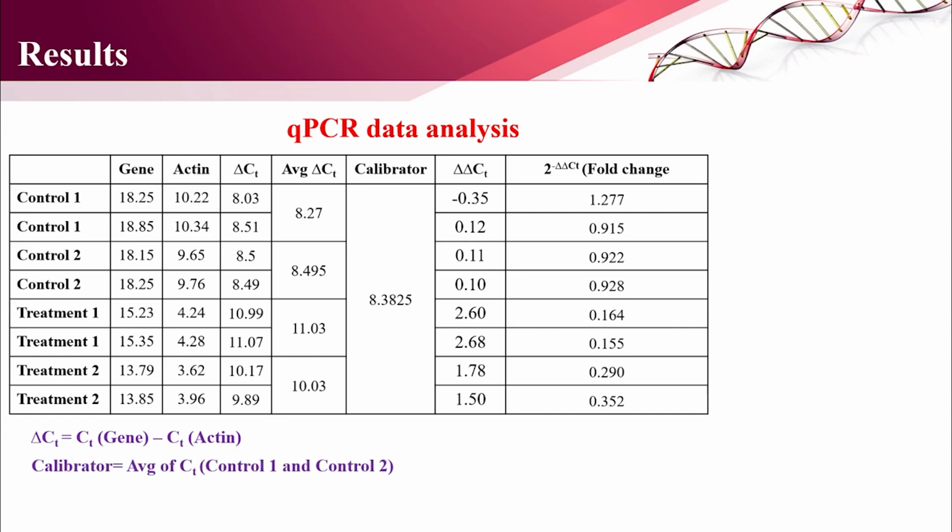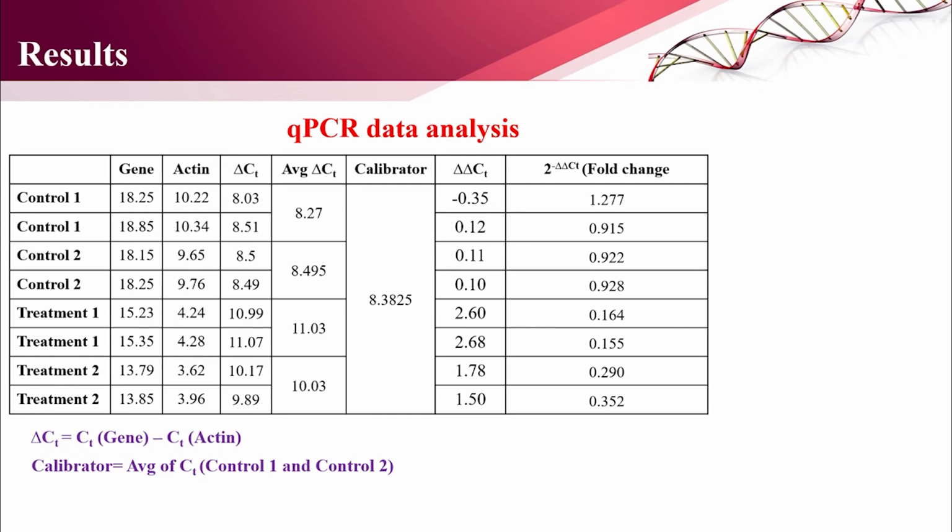After that, there is a calibrator. What is a calibrator? The calibrator is the average of all control delta CT values. For example, we have two controls, so we take the average of these two controls, and that is called the calibrator. And after this, we have to find the delta delta CT value, which is the difference between the delta CT of each sample and the calibrator value.